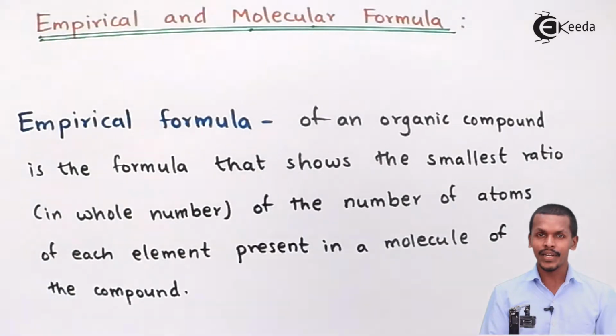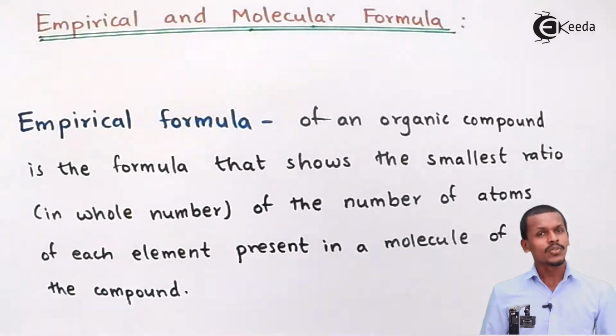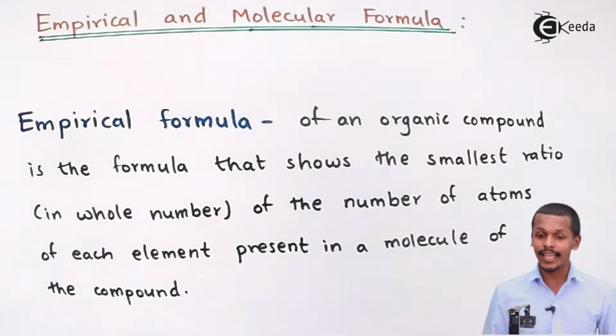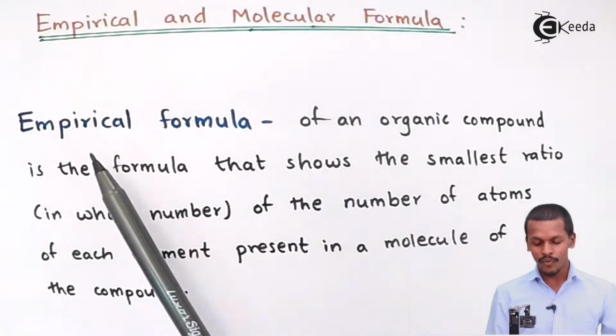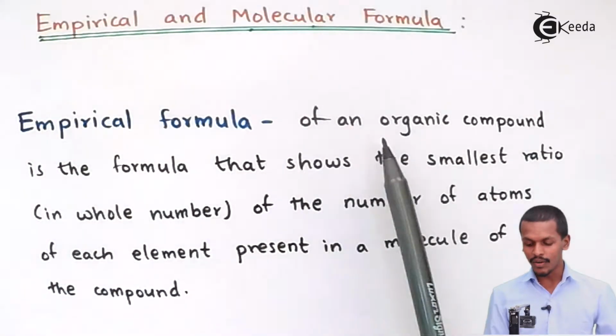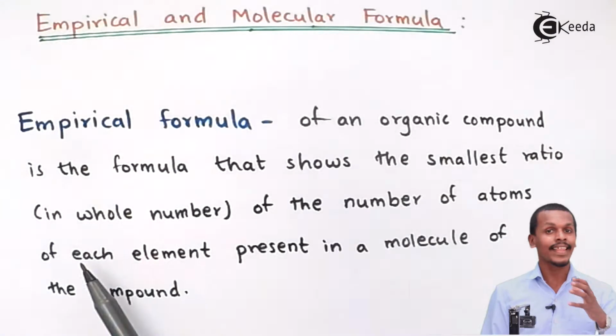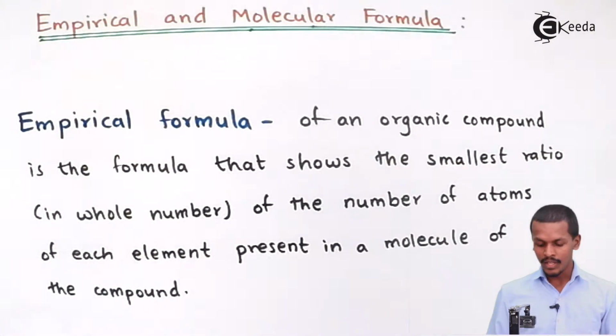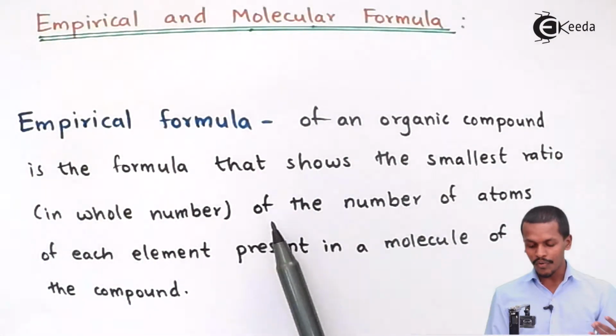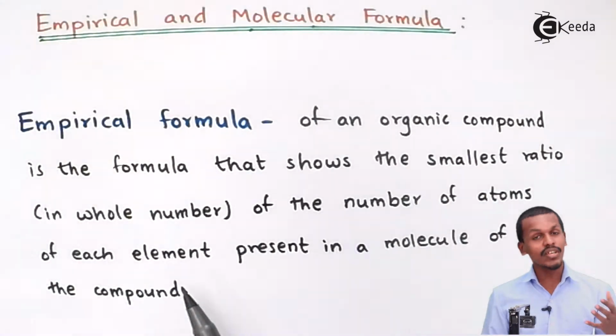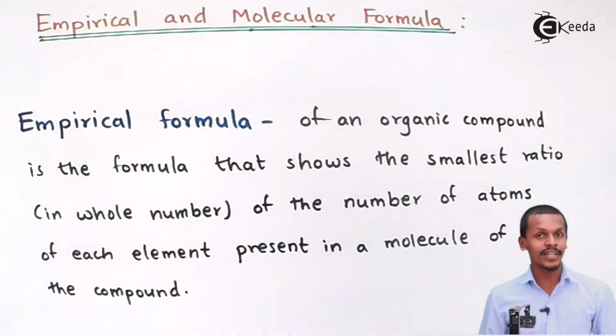Starting with the empirical formula, we did this in the chapter Some Basic Concepts of Chemistry also, so let us understand it again. What is the empirical formula? The empirical formula of an organic compound is the formula that shows the smallest ratio, all in whole numbers, of the number of atoms of each element present in the molecule of the compound.